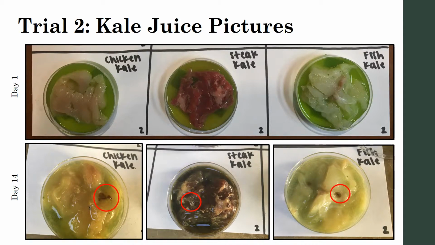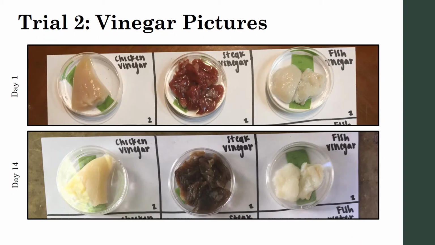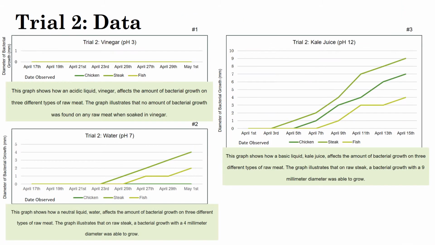As you can see, bacteria growth was obviously present on day 14 of trial 2 in the kale groups as well. The trial 2 water pictures also showed minimal growth on the meats when placed in water. And lastly, the meats placed in vinegar showed no sign of bacteria growth. My data from trial 2 reflects that of trial 1. As you can see, there was no growth with vinegar, little for water, and a substantial amount for kale juice.